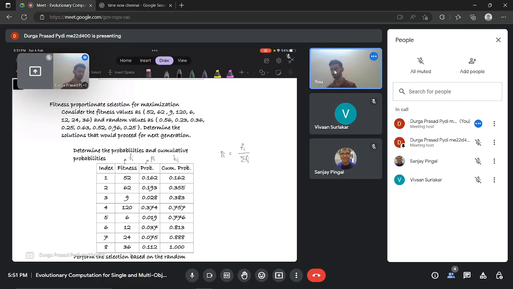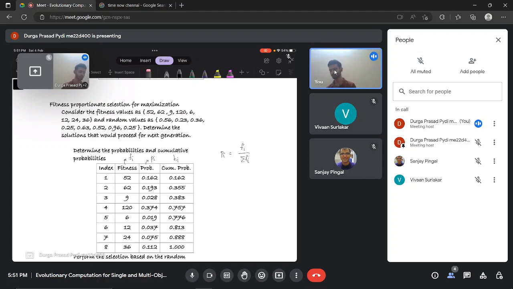So this tells you the proportional weight you have to give for that particular fitness over all possible fitness values in that particular population. In this particular example, if you do this step, you will get the probabilities as this, and then you obtain the cumulative probability.